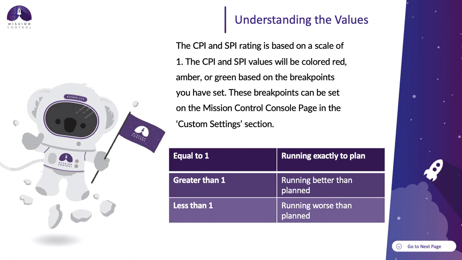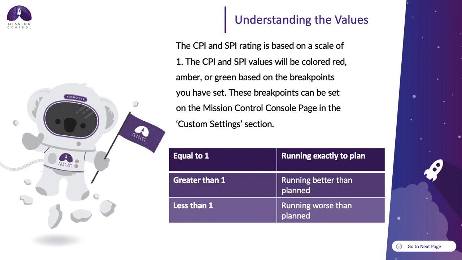Understanding the values. The CPI and SPI rating is based on a scale of 1. The values will be colored red, amber, or green based on the breakpoints that you set in the Mission Control console. This can be found under the control pad in the Custom Settings section.